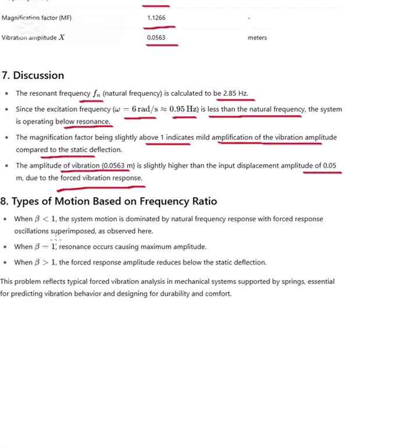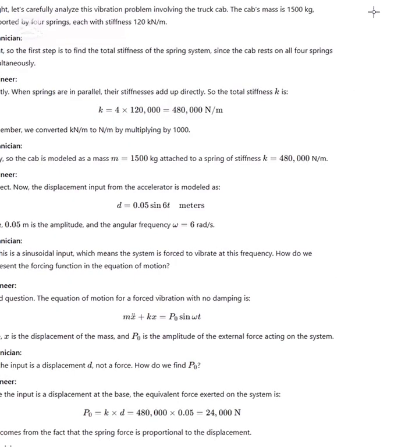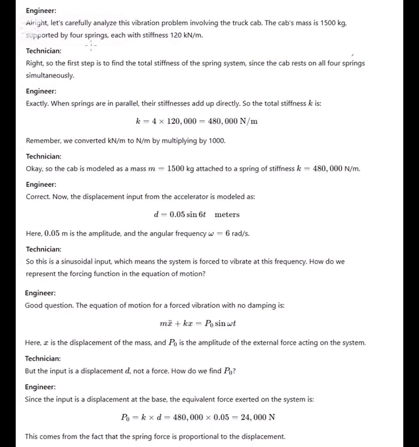One thing we need to understand: if beta is less than 1, the system motion is dominated by the natural frequency response with forced response oscillation superimposed. If equal to 1, resonance occurs, causing maximum amplitude. If it is greater than 1, the forced response amplitude reduces below the static deflection. We will discuss whatever problems we had in a group discussion.